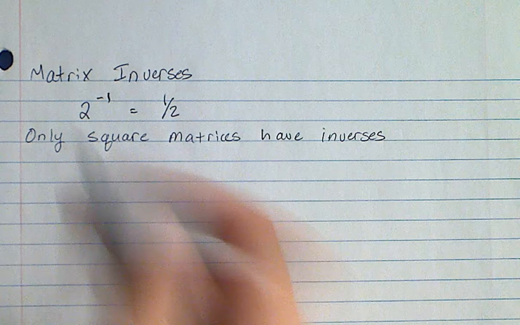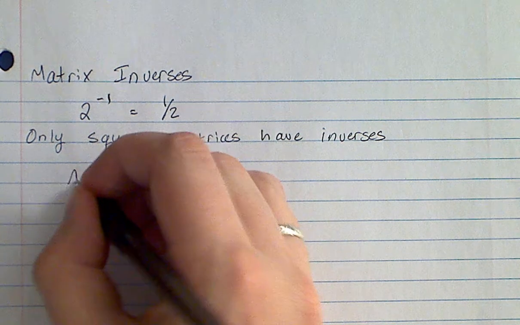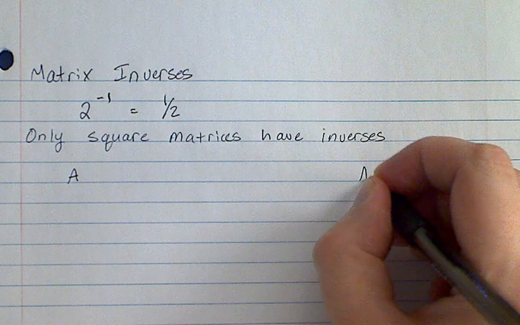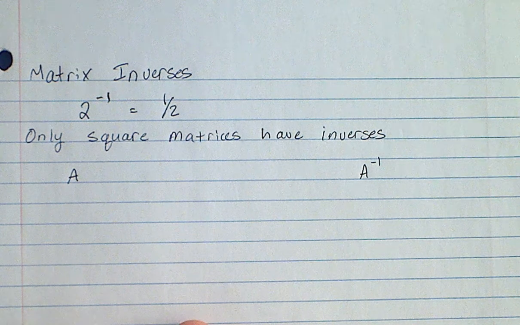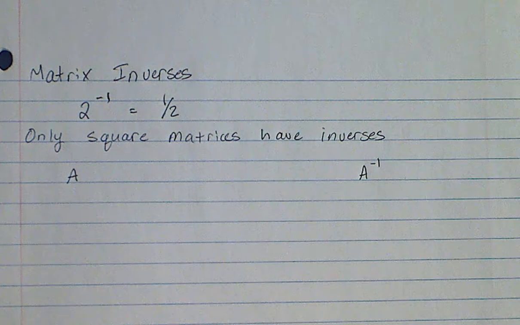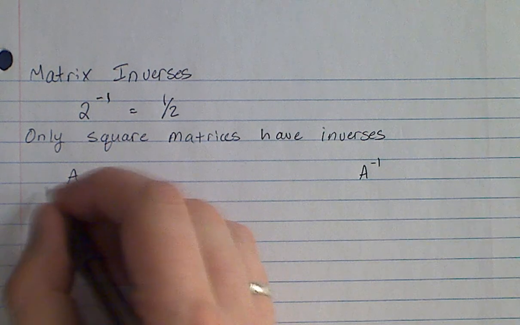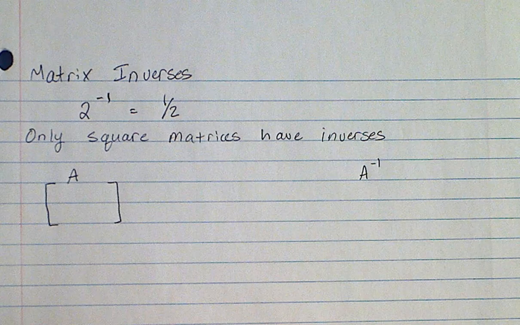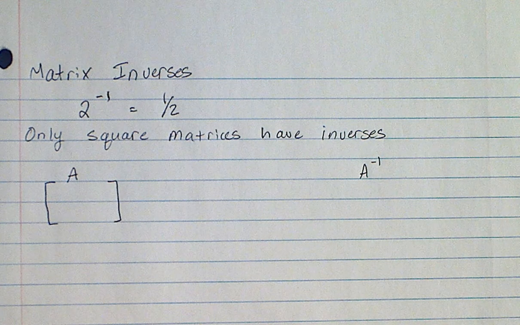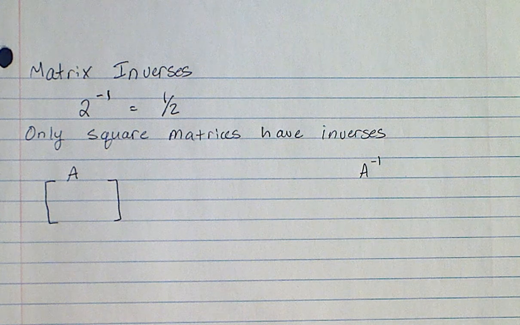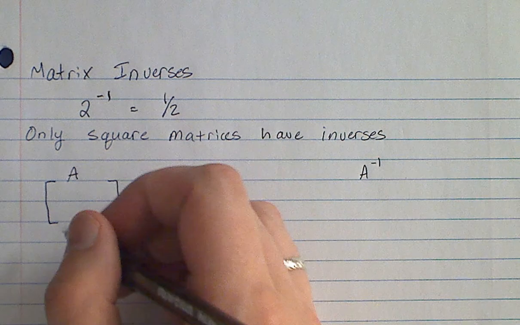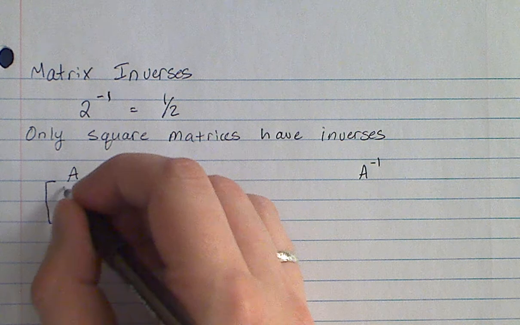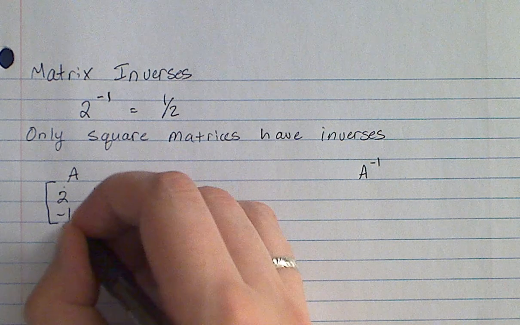So if we start out with some matrix A, and I want to find out what matrix A inverse is, the process isn't too bad. We're going to start with matrix A, and I'm going to use a 2 by 2. All of the ones that you have to find inverses for on your homework today are 2 by 2. If it's a 3 by 3, you can just use your calculator. It'll be faster. So let's make this 2, 4, negative 1, 3.